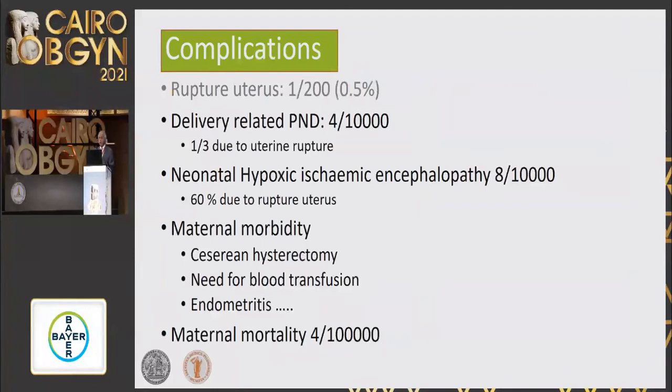There are also other complications: perinatal death, ischemic hypoxic encephalopathy. The risk of this is really much less. So 4 in 10,000 compared to 8 in 10,000. And a significant number of these are happening again because of uterine rupture. There are some morbidities there. The risk of mortality is much smaller. It's about 4 in 100,000.